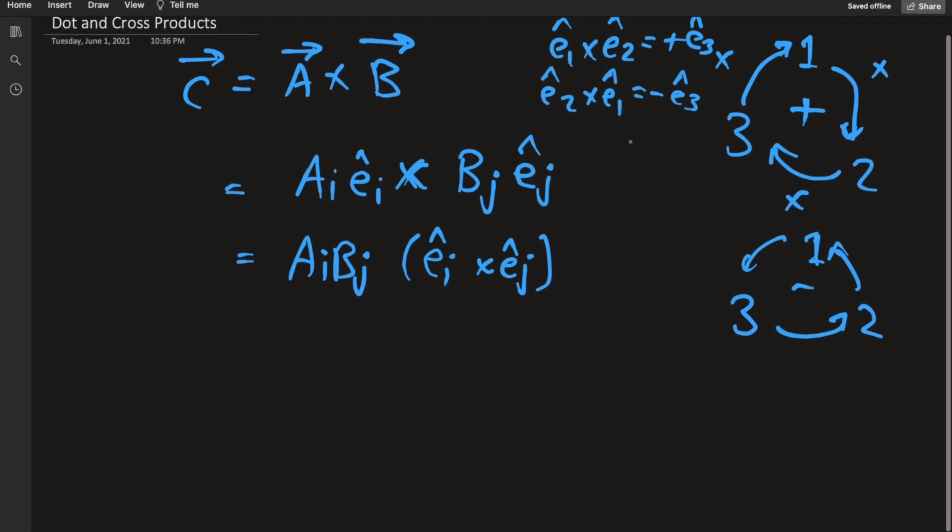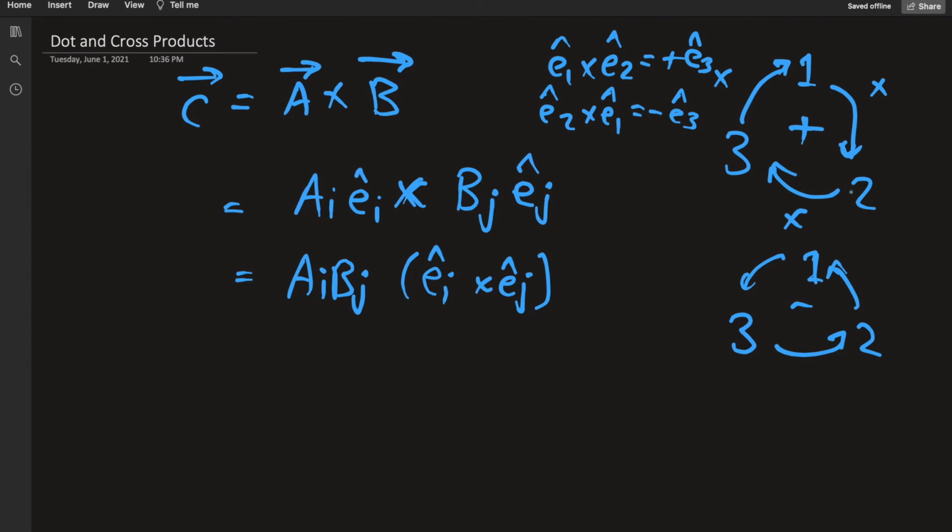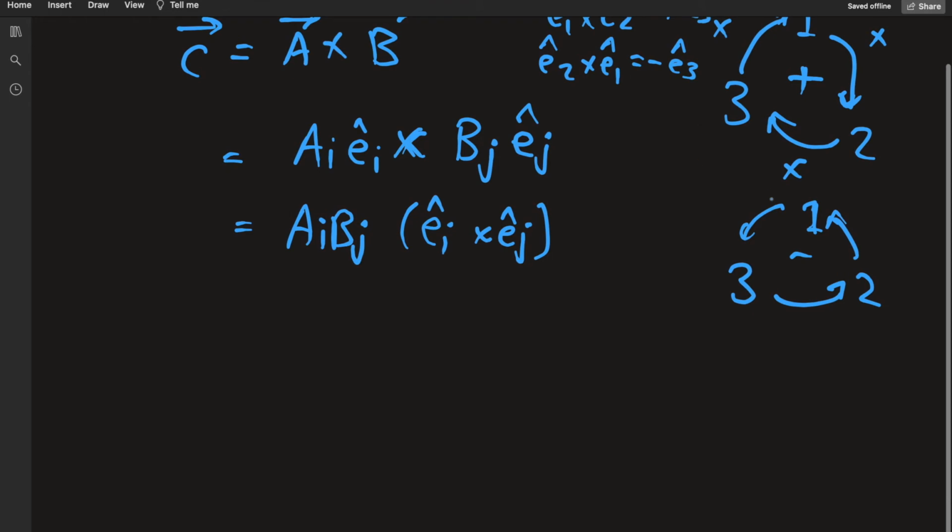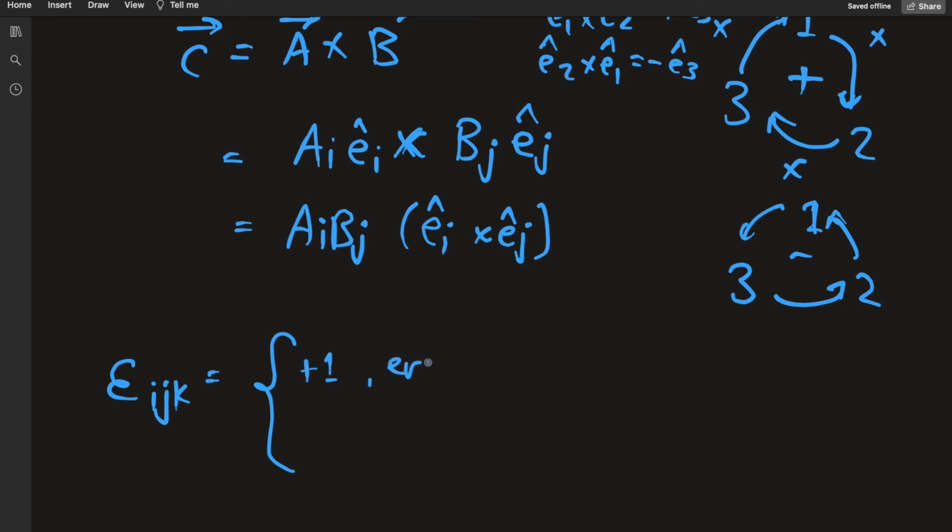And this is not just true for 1 and 2. We can do this for 2 and 3, 3 and 1. Basically, any two choices out of 1, 2, and 3. And this is just for 3 dimensions. In general, it gets more complicated. But we can define a quantity called the Levi-Civita symbol, which is defined as follows. You get a positive 1 when there's an even permutation of 1, 2, 3.